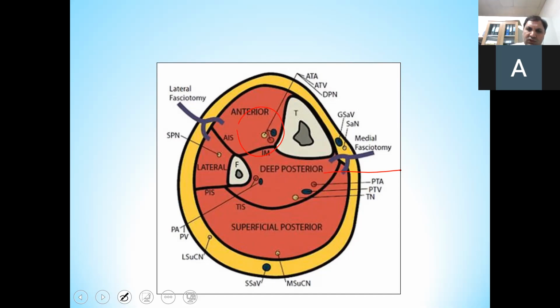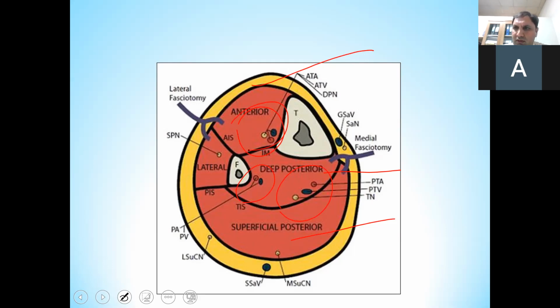Okay, so this is the posterior part, this is the anterior part of the leg. So in the posterior part you will have the posterior tibial artery and vein and the peroneal artery and vein, and in the anterior aspect of the leg you will have the anterior tibial artery and anterior tibial vein.